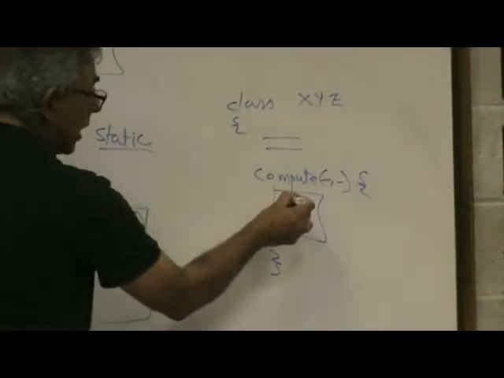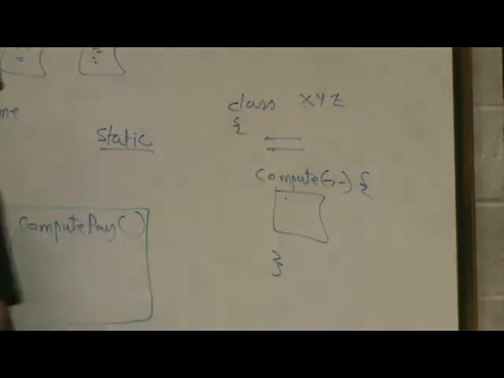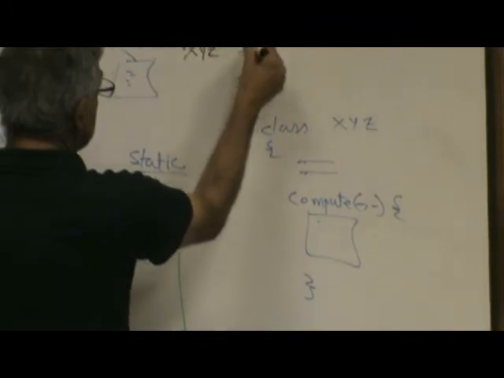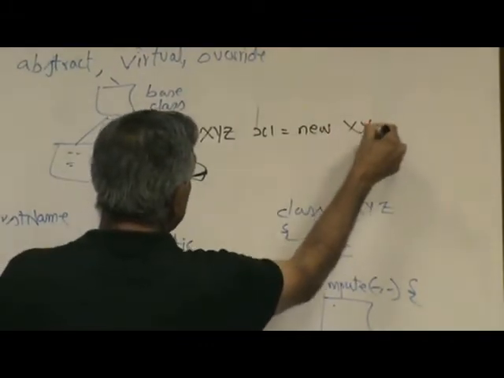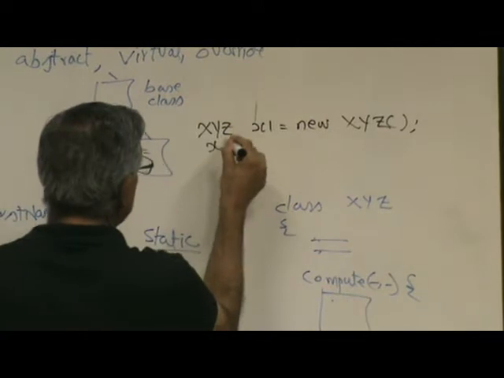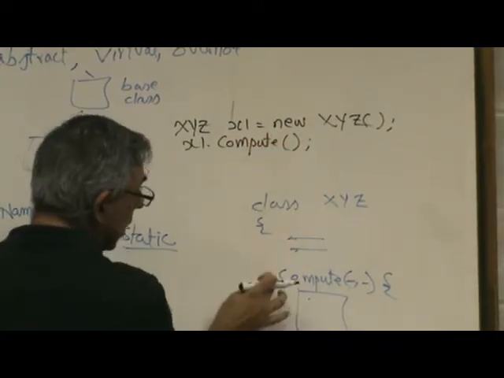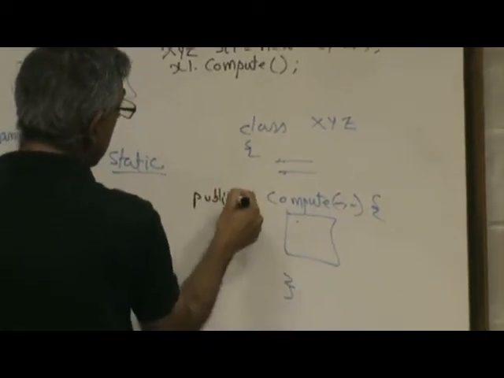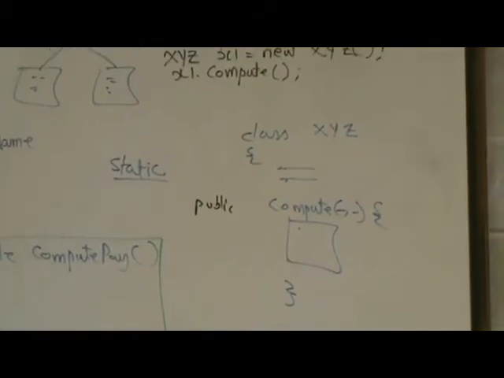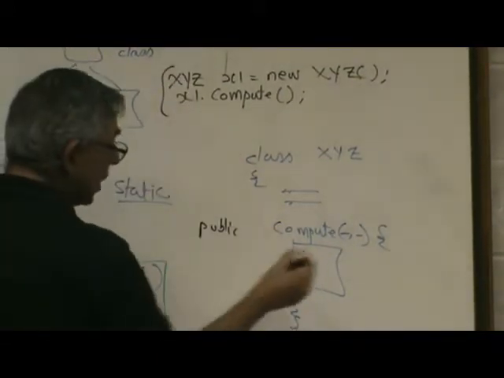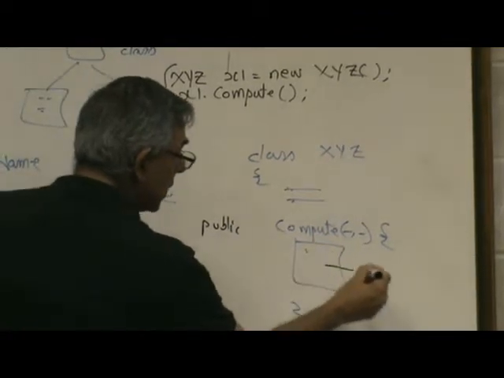The compute may take parameters, it may not take parameters. But the code inside the compute never uses any data inside the class. So that's the time to make the caller's life easy, so that the caller does not have to create XYZ x1 equals new XYZ, and then x1.compute. If this was not marked static, then the caller will have to write some code like this, right?